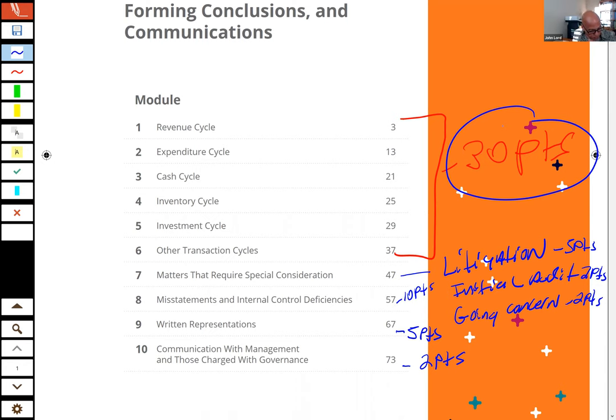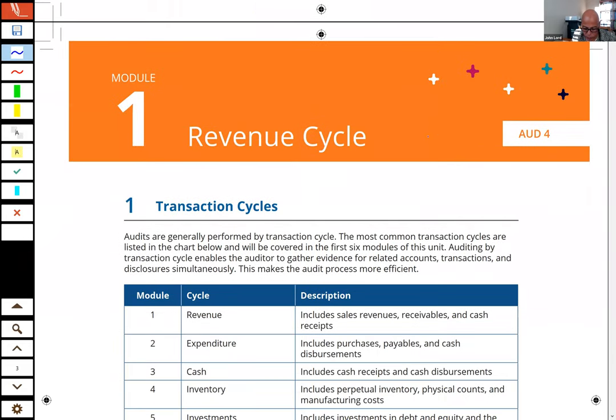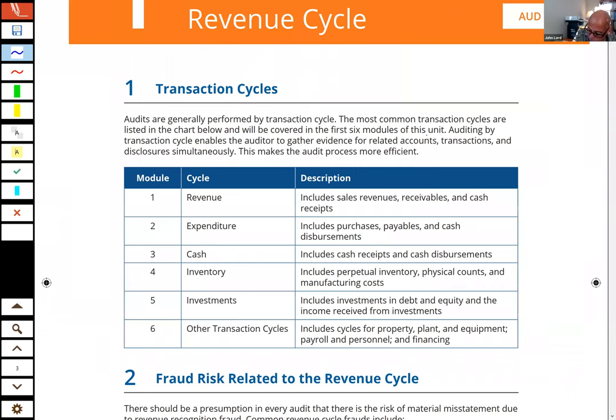Okay, now if you come over to page 3, they start listing the various transaction cycles. And even though we're sort of starting with the revenue cycle here, they list all of the cycles that you saw, most of which you saw in that table of contents. And I'm not going to call out the points per cycle, but of those 30 points for the transaction cycles, you can see that revenue is heavy, expenditures are heavy, cash is heavy. Are there any light ones here? Inventory is heavy. Investments are fairly light, okay?